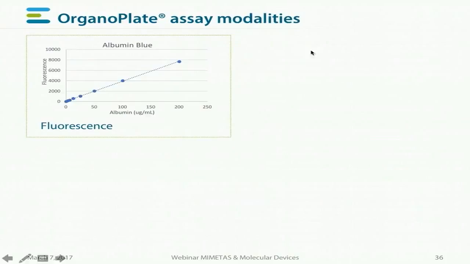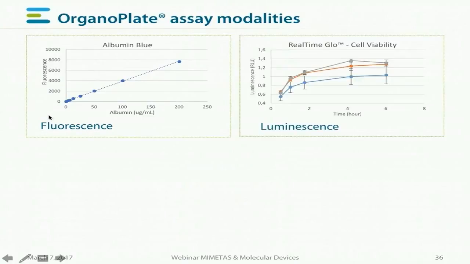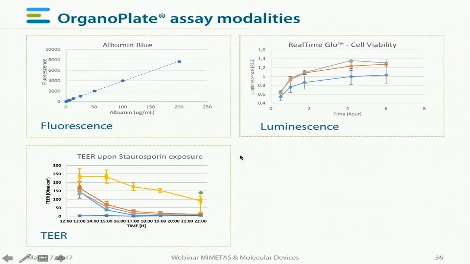So some of the assay modalities. I showed you some fluorescent imaging, but we can also use fluorescence to quantify a range of reagents inside the OrganoPlate, such as an AlbuminBlue assay. We can use luminescence, for example in the standard RealTime-Glo assay, to assess cell viability. We do transepithelial electrical resistance measurements, specifically in the blood-brain barrier models, where we do electrical measurements in order to assess the barrier function of epithelial or endothelial layers in great detail.